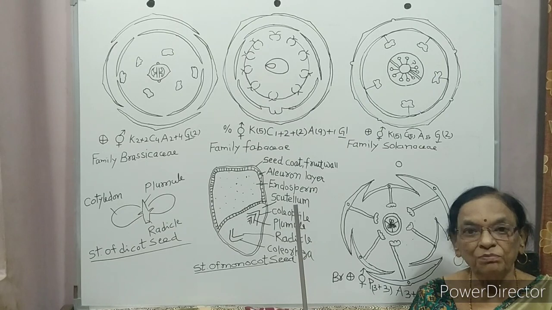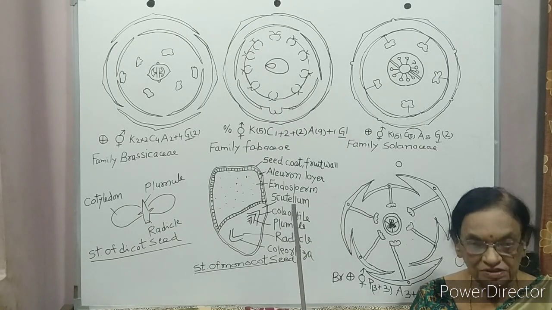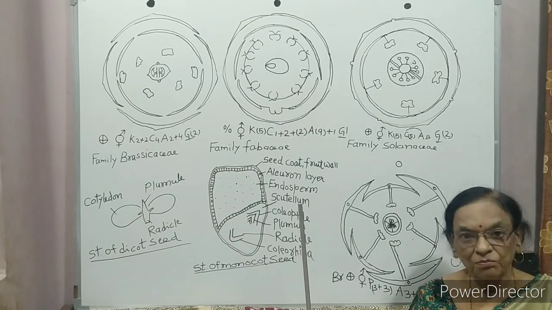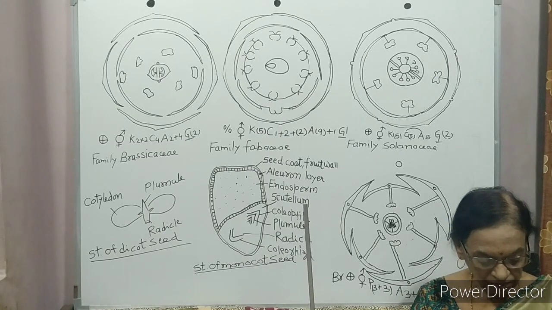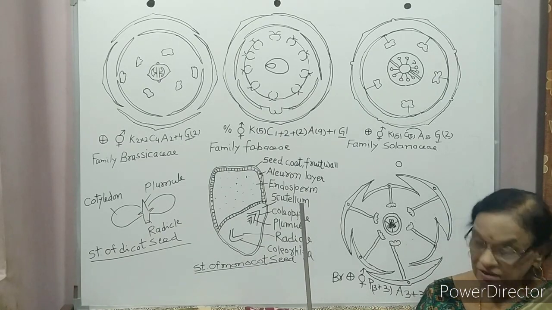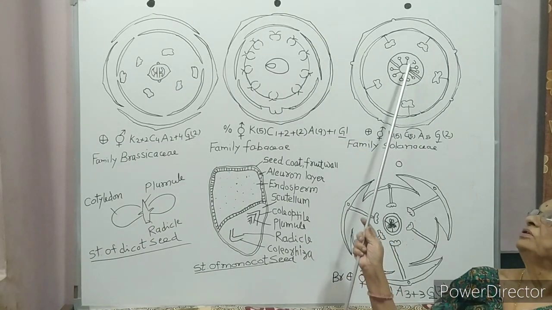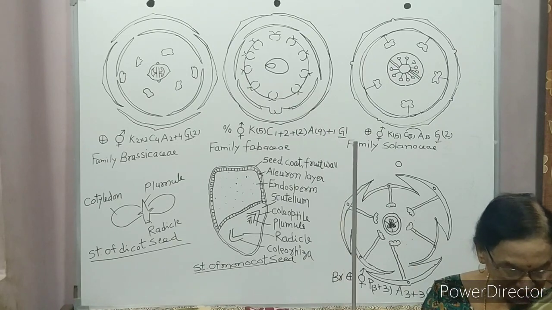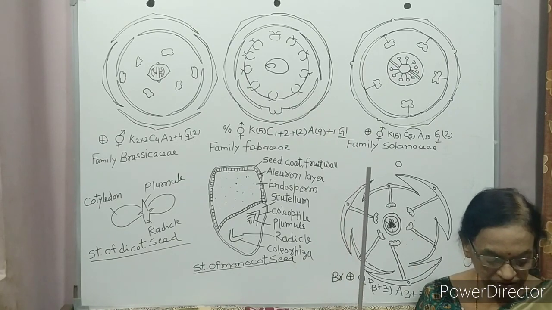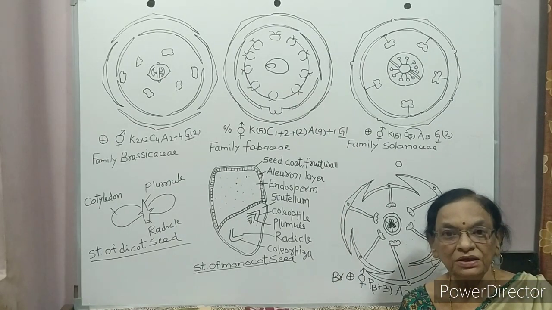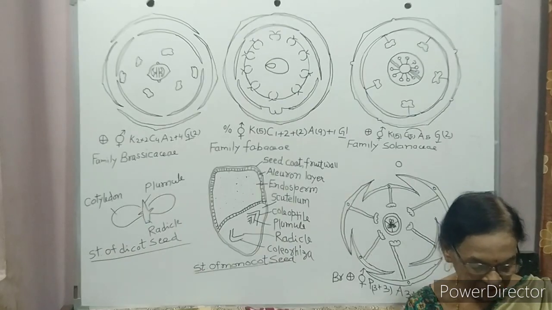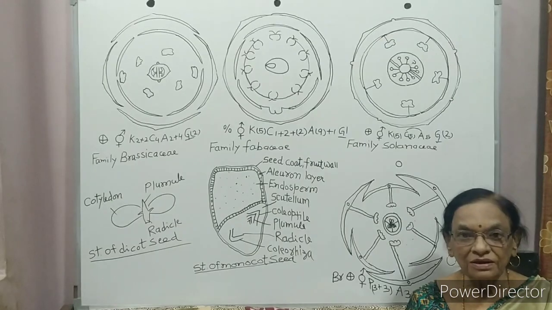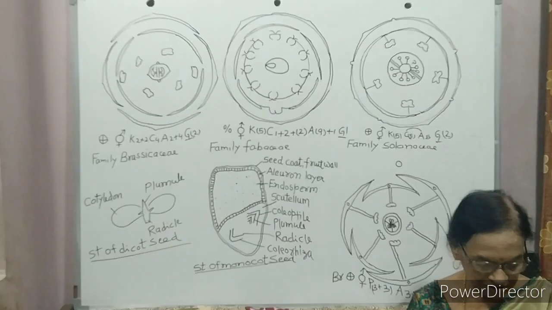Gynoecium, bicarpellary, syncarpous, superior ovary, bilocular, placentation axile, with many ovules. You can see the placentation with many ovules. Fruit, berry or capsule. Seeds are many and endospermic.